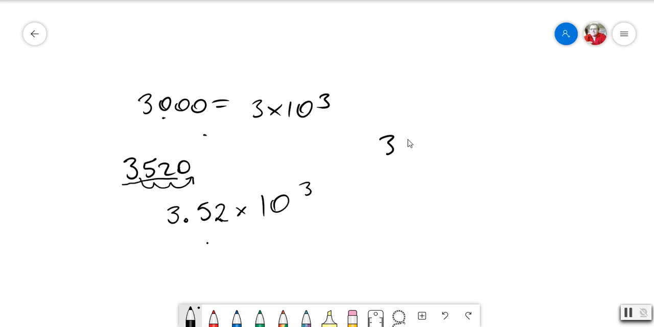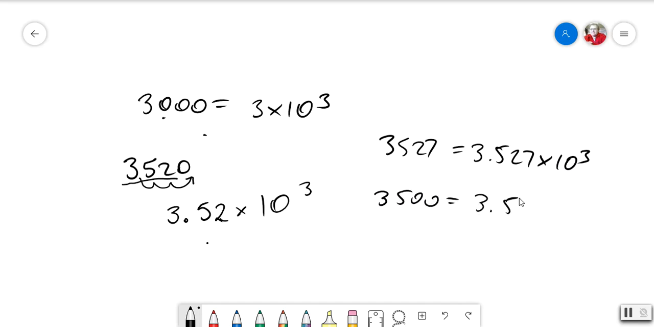So if you would have had 3527, it would have been 3.527 times 10 cubed. You would have had just 3,500. That would have been 3.5 times 10 to the third. So you're always counting the number of places from the decimal. And the decimal is always after the first digit of the non-zero part.